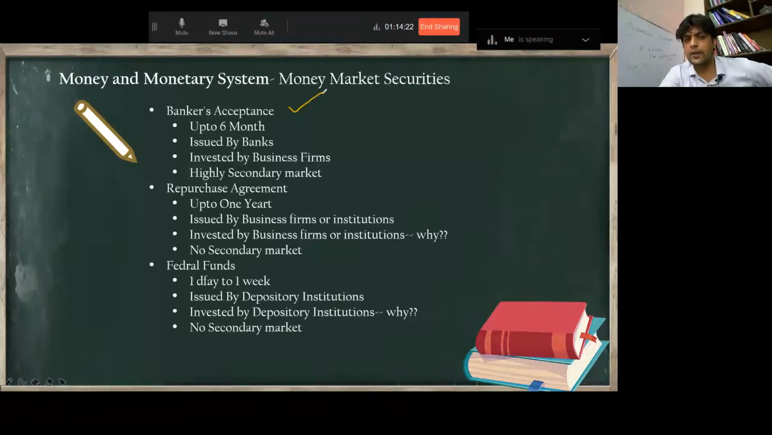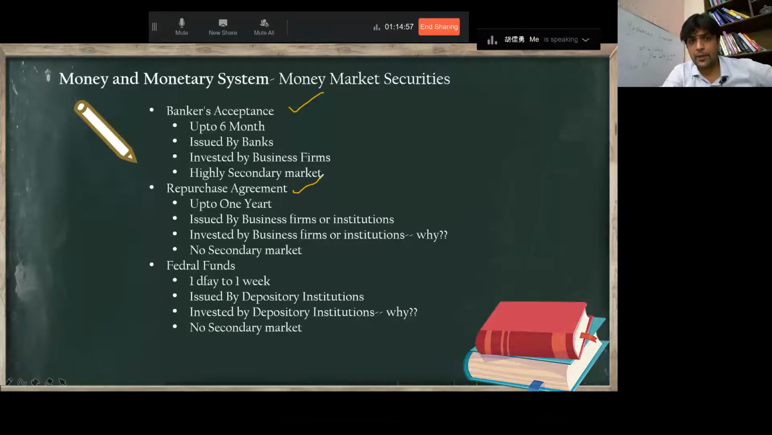And then the repurchase agreement, as I told you, is like this: first I'm selling a security to you, and at the same time I'm also making an agreement that after a certain time I'm going to buy back my own security from you at a certain price, and that price should have an incentive in it. Mostly it's up to 1 year.